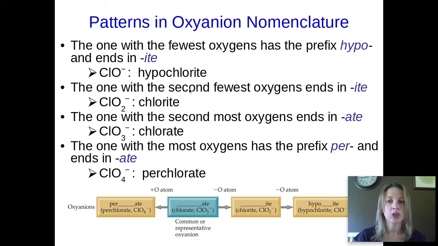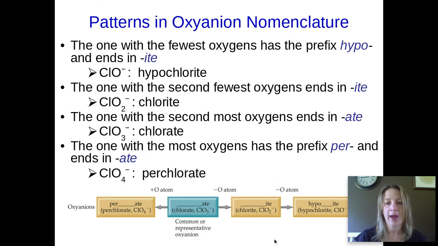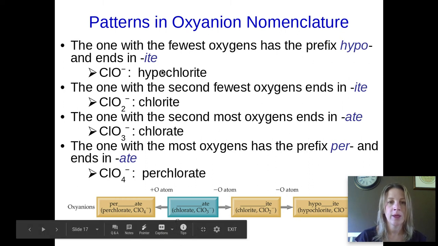The second fewest oxygens is just going to end in ite, so you drop the prefix. So this ion here is chlorite. The one with the second most oxygens is going to end in ate, so this is chlorate. And then the one with the most oxygens has the prefix per, and this is if it typically goes above 3 oxygens. If there are 4 choices, the one with the most oxygens has the ending ate and the prefix per. So this would be perchlorate. And this is the pattern that it would follow through all of those halogens. So if it were a bromine, it would be hypobromite, bromite, bromate, and perbromate.